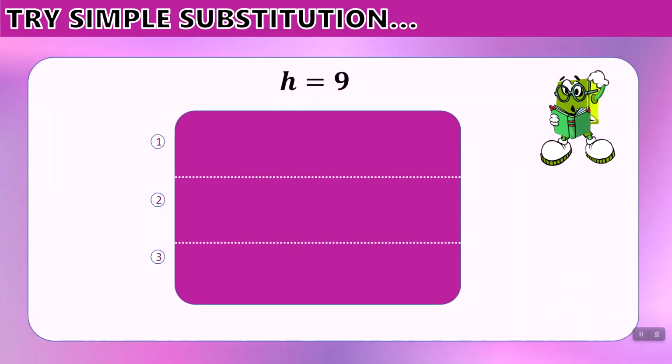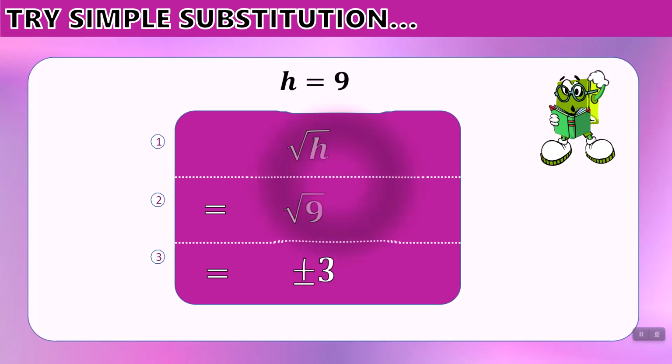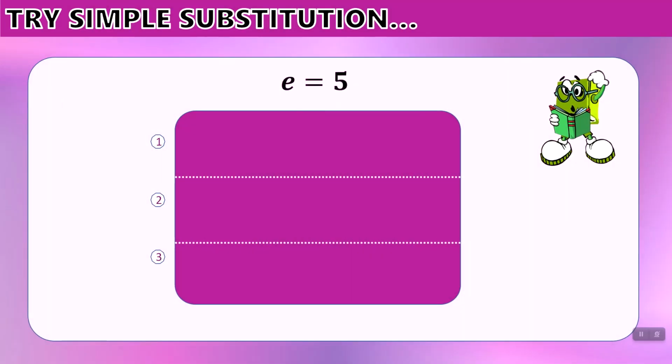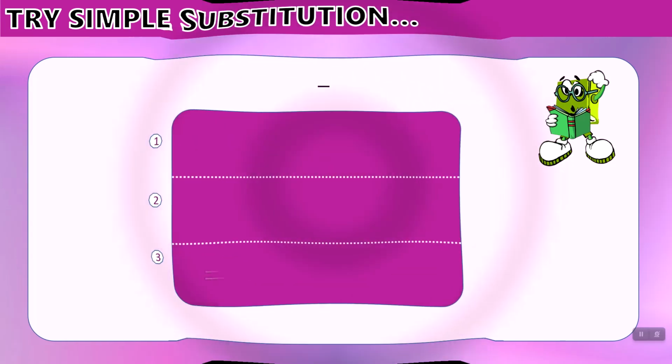Let's try another one. If h equals 9, what is the square root of h? We substitute h for 9, and so we now have the square root of 9, and we know the answer to that is plus or minus 3. How about if e equals 5, what is the value of e squared? We know e squared means e times e, and we replace the e with a 5, and so we have 5 squared, which is 5 times 5, which gives us 25.